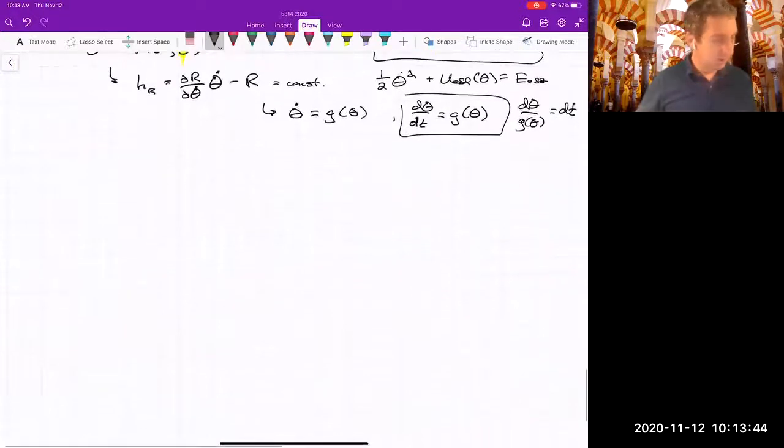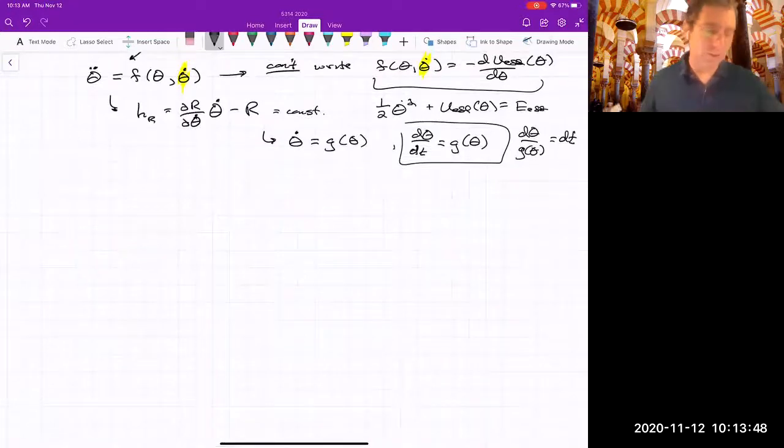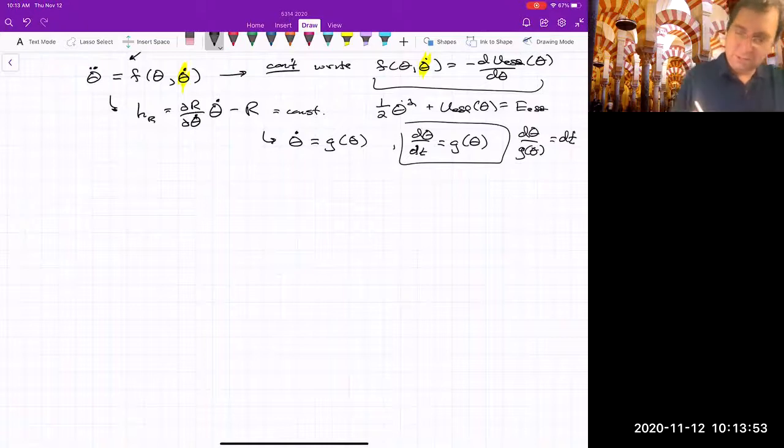Okay. Should we look at another case? Yeah, let's look at more. We keep looking at things where there's only a symmetry in one direction, but we have symmetry in two directions. So another example.